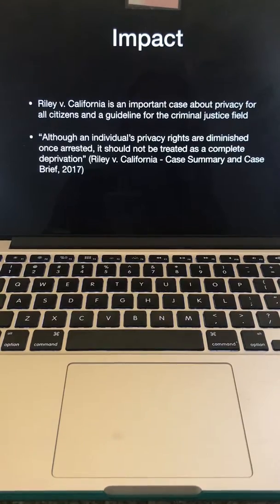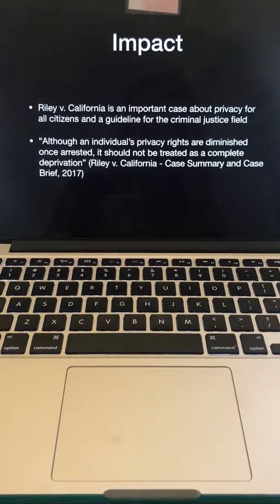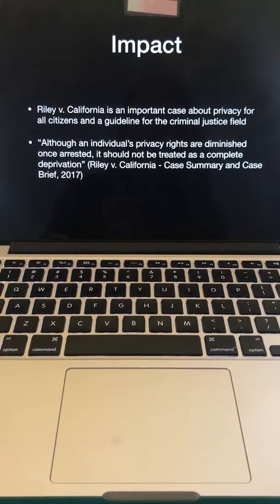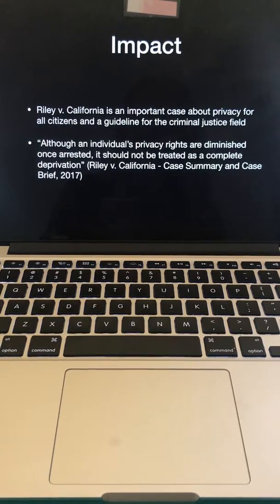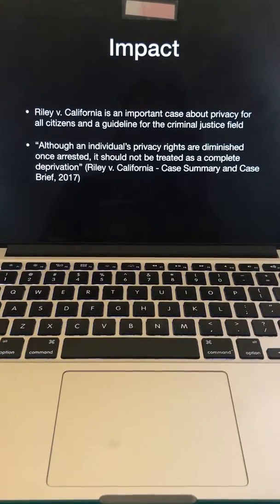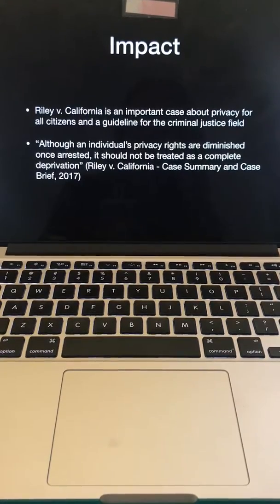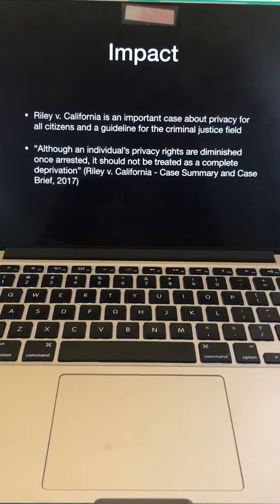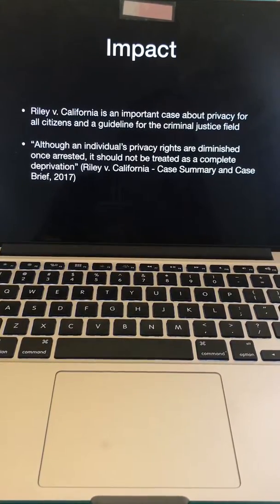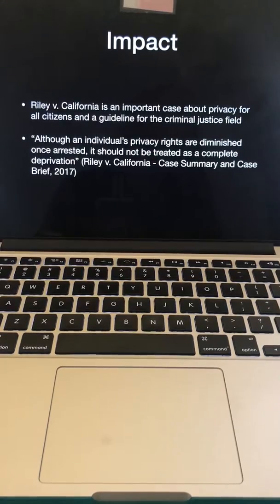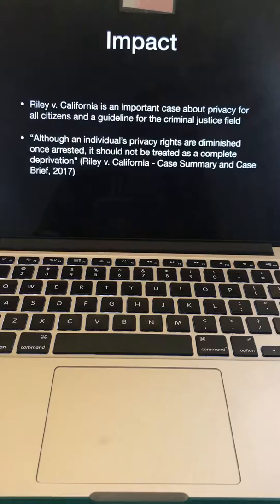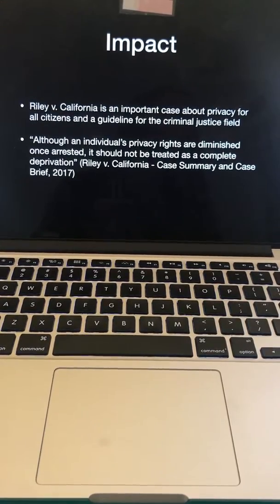I liked this quote. Although an individual's privacy rights are diminished once arrested, it should not be treated as a complete deprivation, because I feel like, yes, people put themselves in situations where their privacy is diminished when they commit criminal acts. However, they are still a person who has rights, who fall under the Fourth Amendment, and so we should continue to respect that.